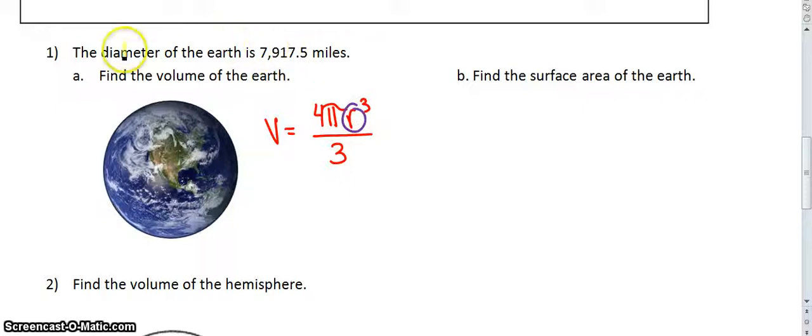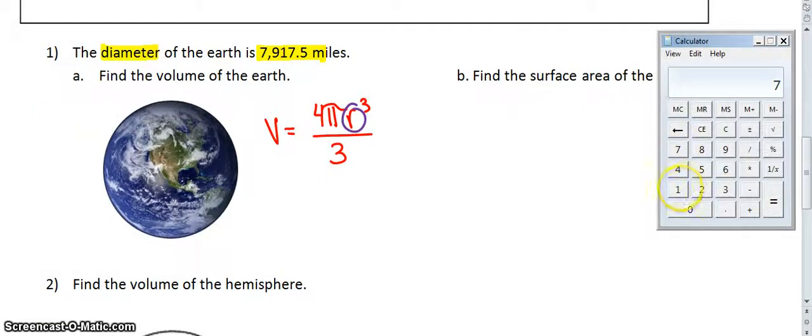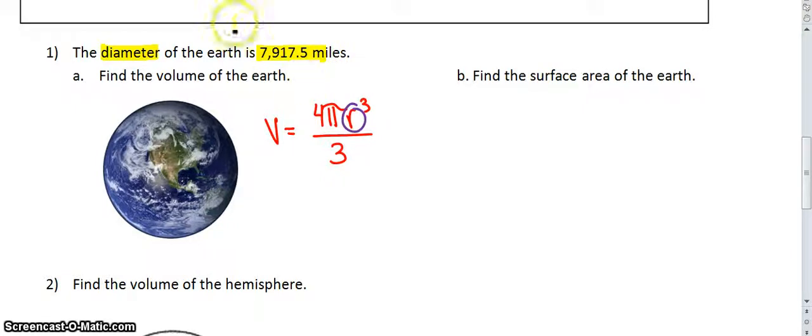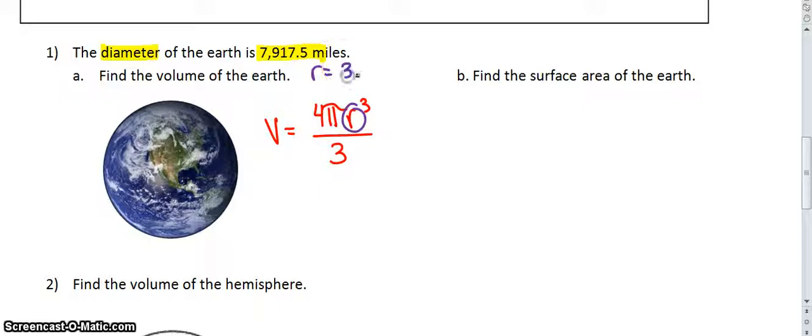If I want to know volume, I have to plug in my radius. Now I was only given the diameter, 7,917.5. So in order to find my radius, I have to take my diameter, 7,917.5, and divide it by 2, because a radius is half the diameter. So my radius, I'll just write that down over here. My radius is equal to 3,958.75. Okay, now that I know my radius, I can just plug it in here and solve for my volume.